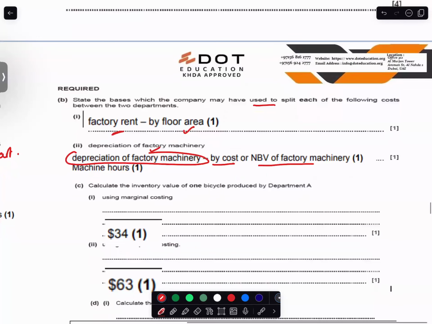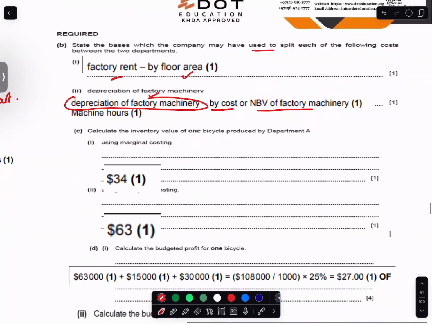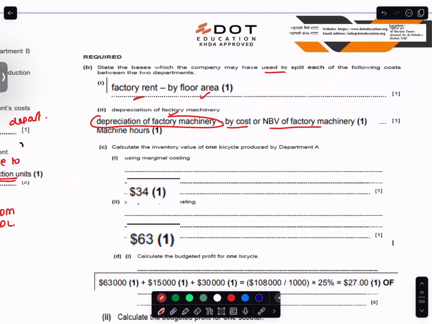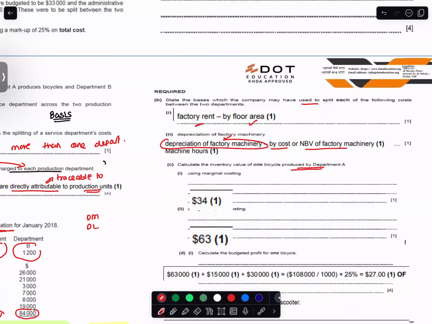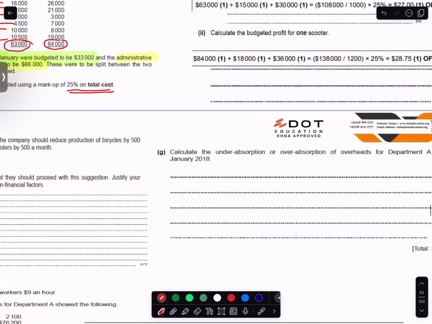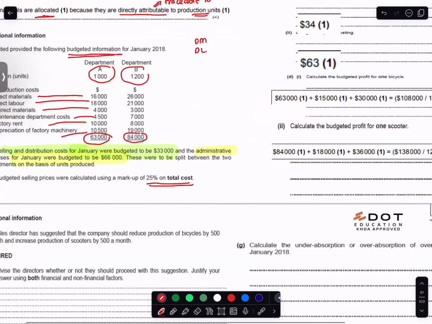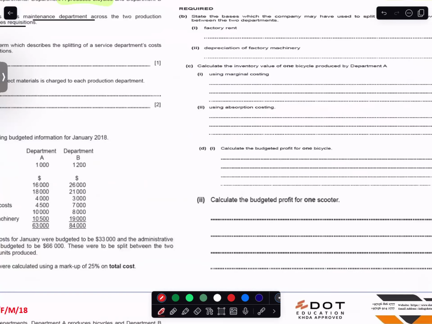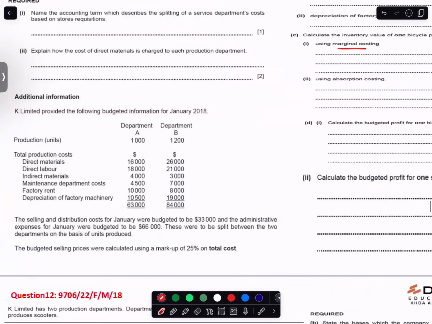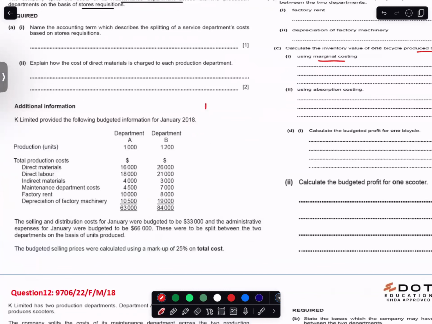Calculate the inventory value of one bicycle produced by department A using marginal costing. Tell me, when you use marginal costing, you take what cost into consideration? The variable cost. And when you use absorption costing, you take what cost into consideration? The total cost.